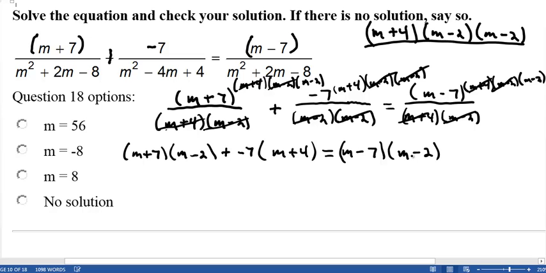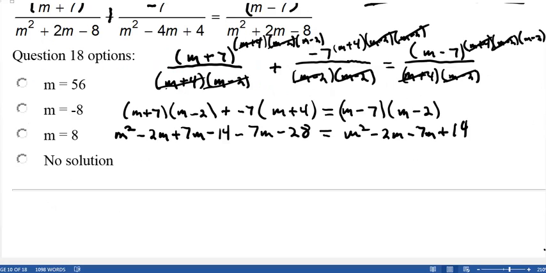My next step is going to be to expand these. So I'm going to use the FOIL method, or the distributive property, to multiply (m + 7)(m − 2), and then multiply negative 7 times the quantity (m + 4), and then again for the last, use the FOIL method or the distributive property to multiply (m − 7)(m − 2).